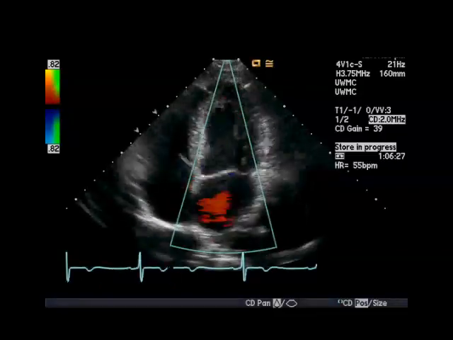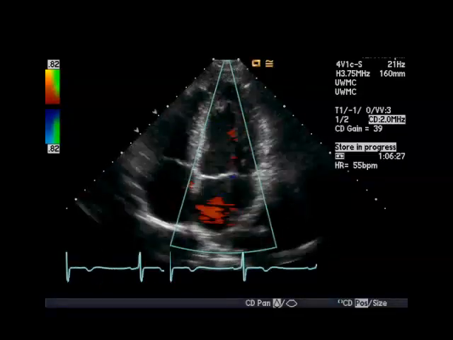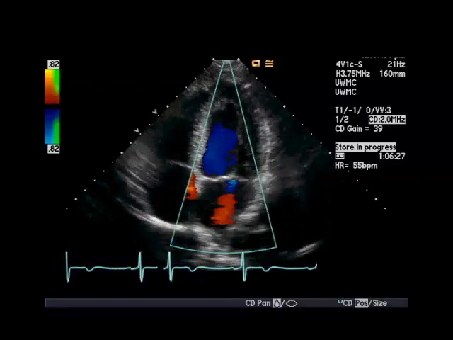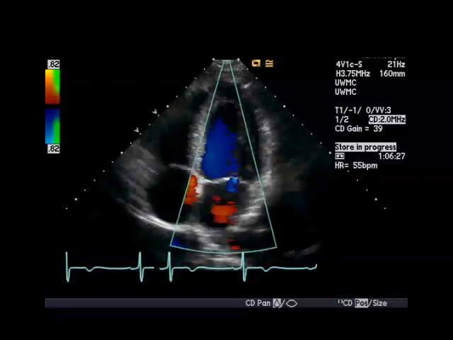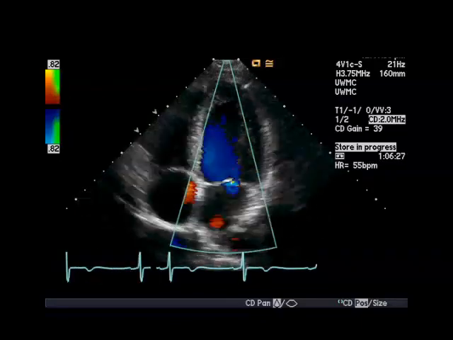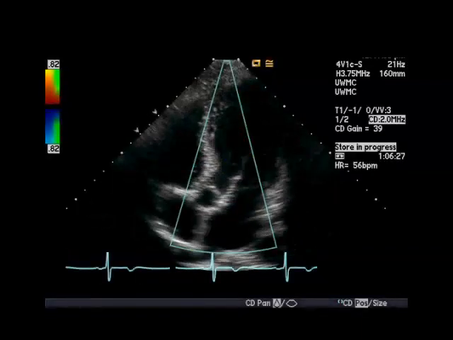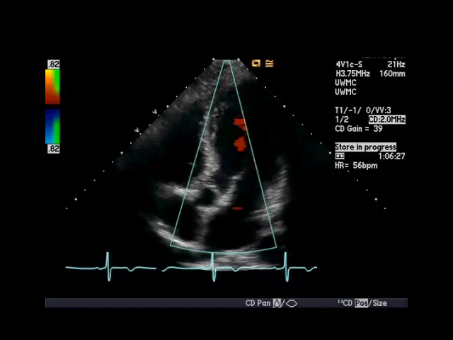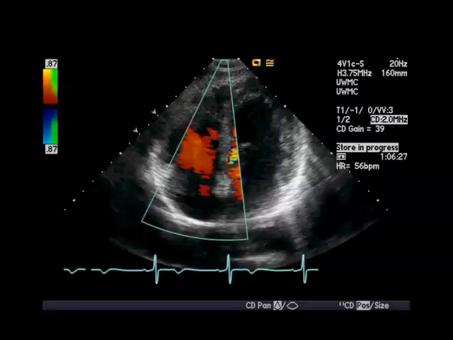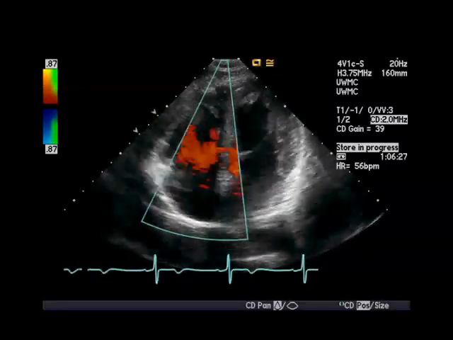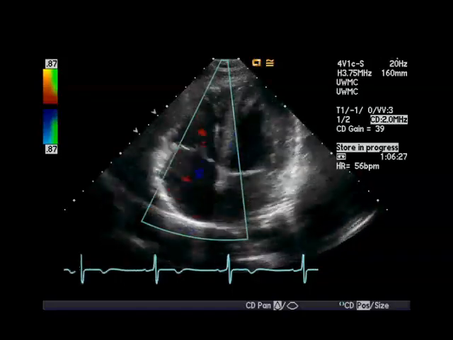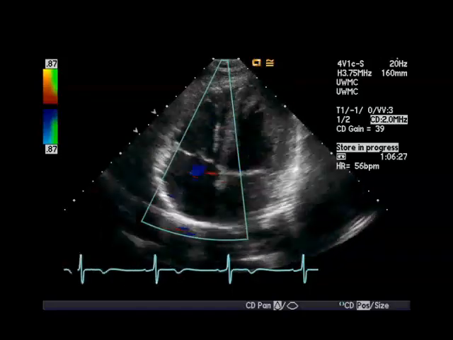Color Doppler images are recorded in the apical views to evaluate the mitral valve in the 4-chamber view, as shown here, as well as the 2-chamber and long-axis views. The aortic valve is evaluated in the 5-chamber view and long-axis view. The tricuspid valve is imaged with color Doppler in a 4-chamber view tilted towards the right ventricle.